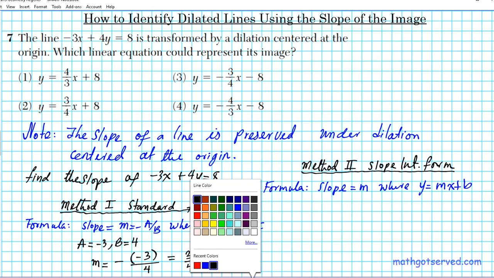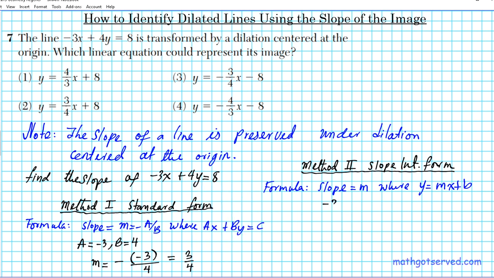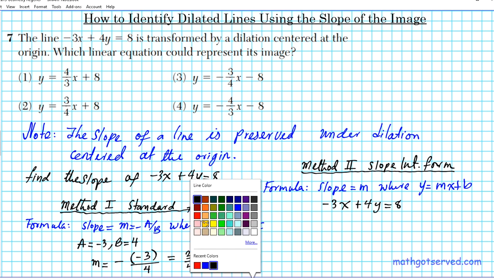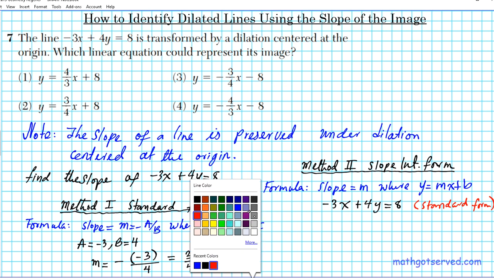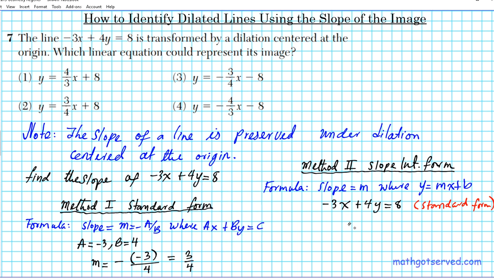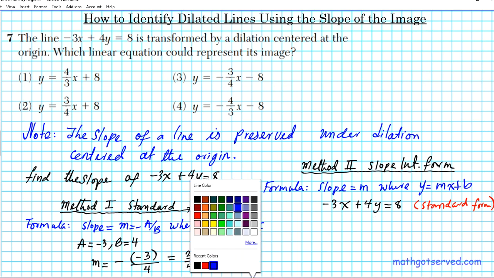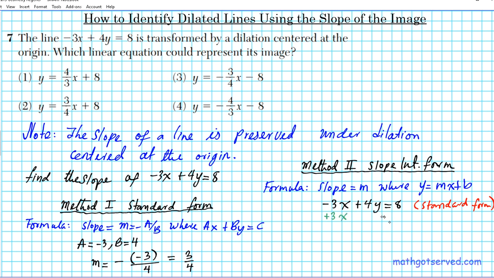In this particular problem, we are given the standard form, so we have to do some work here to transform it into the slope-intercept form so that we can find the slope. We want to get y by itself. We can accomplish this in 2 steps. We're going to add 3x to both sides and get rid of the 4. So let's do it. You have to do some algebra here. Add 3x to both sides.